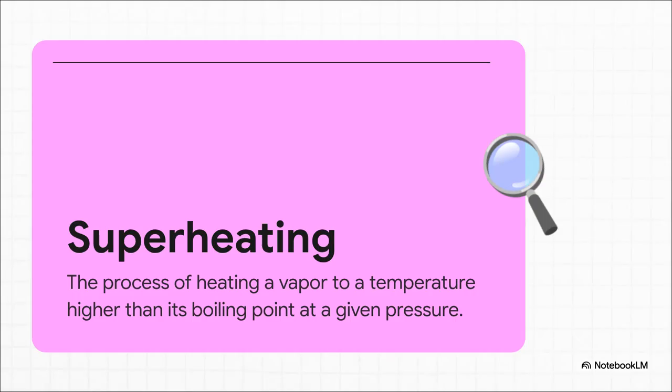So what happens if you keep that burner on after all the water is turned into steam? Well, now you're adding sensible heat again, and the temperature of that steam starts to climb way past 100 degrees. That's what we call superheating. You're just making a gas that's already a gas even hotter.